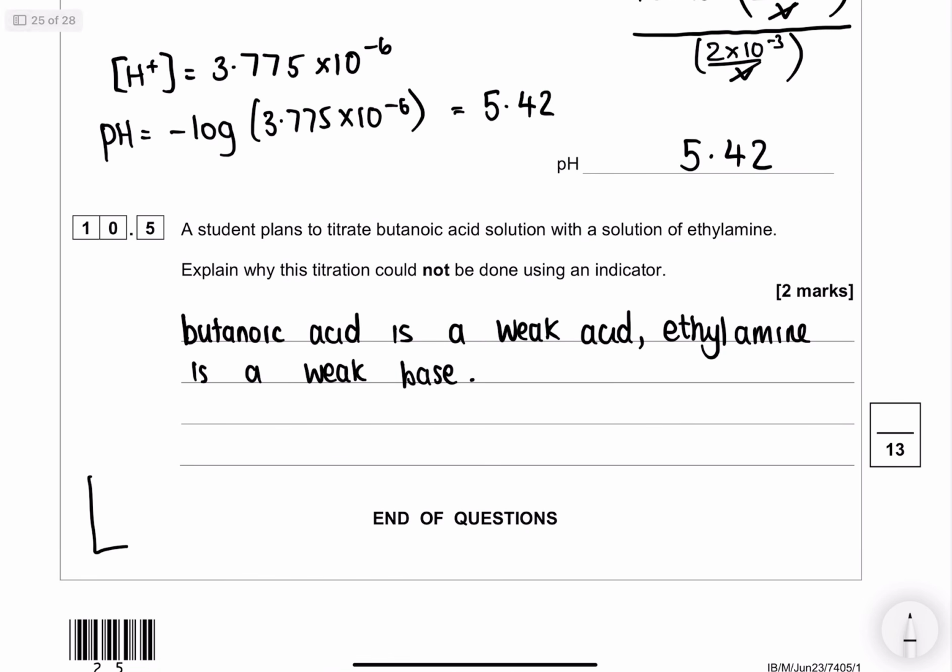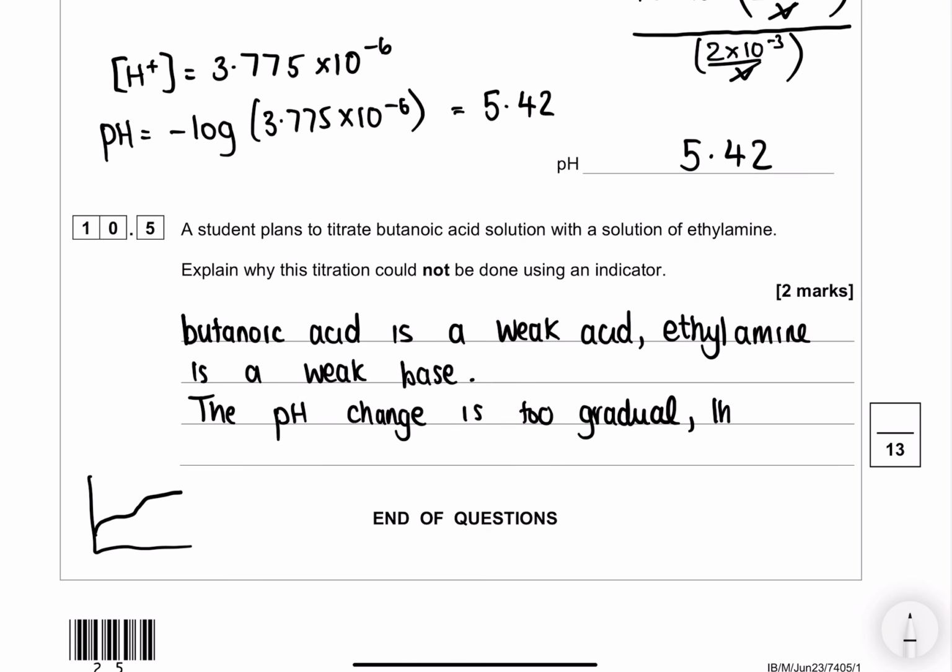So if we think about the curve for that, we end up with a weak acid, weak base. The pH change is too gradual. There's no big vertical region of rapid pH change where the indicator would need to change colour. There's no vertical part to the curve.